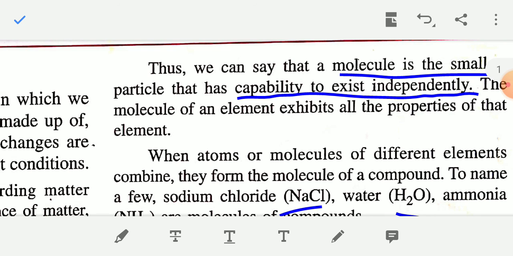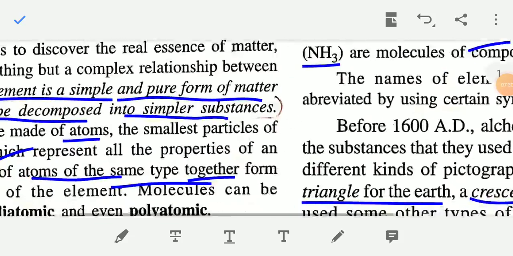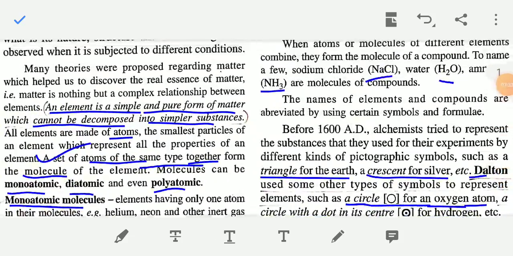Atom may or may not exist independently, while molecules have the capability to exist independently. Okay, now see symbol of elements.